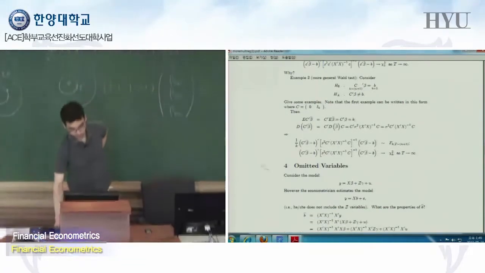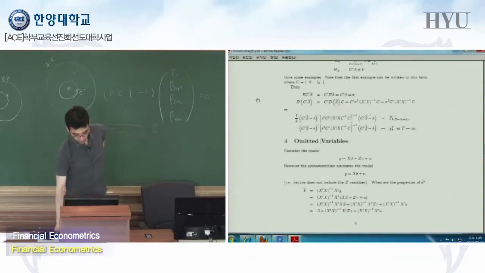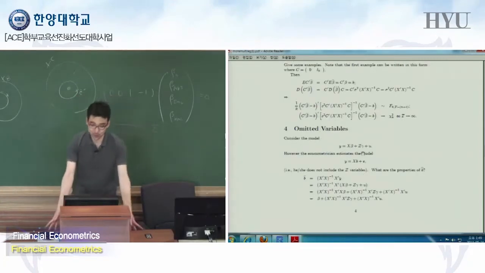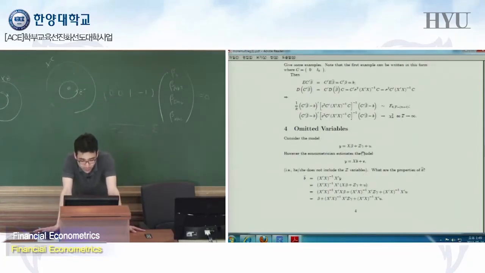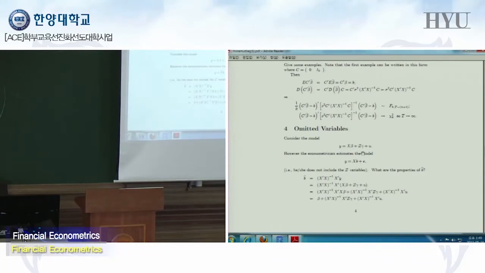Okay, I think this is enough. Now next, let's go to the omitted variable regression. Suppose we have a model which is y equals X beta plus Z gamma plus u. However, suppose an econometrician like us estimates the model as y equals X b plus epsilon. He or she does not include the Z variable. Then our question is, what is going to happen to b?